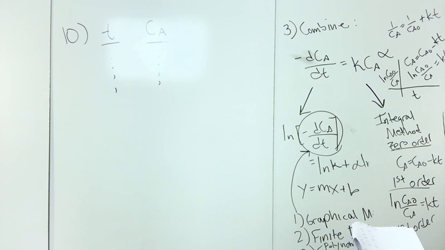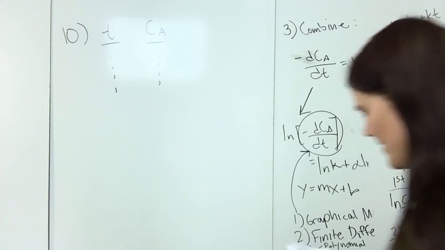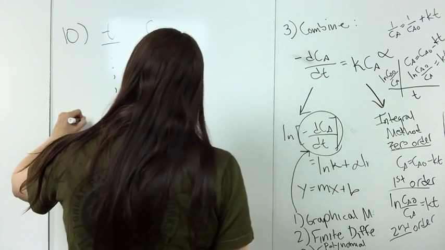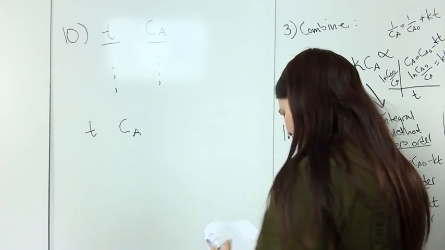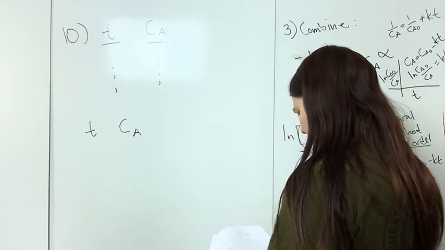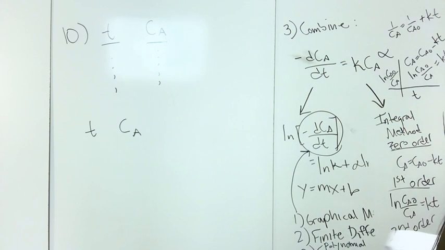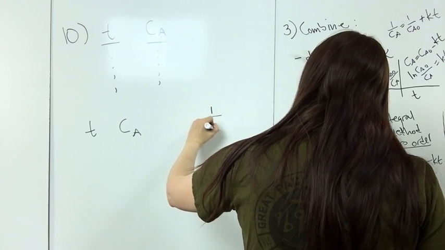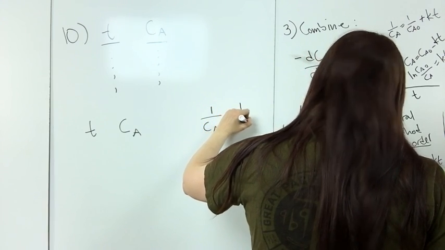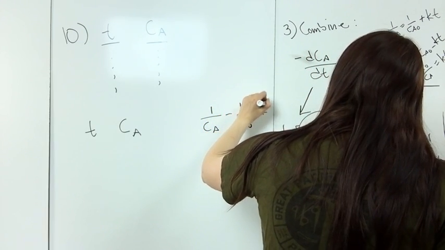So for number 10, he had the following data: t, CA, and then he guessed that it was second order. I'm not going to go through the calculation of that, but it's basically a second order batch, and so I already know that the equation for that is 1 over CA minus 1 over CA naught is equal to Kt.